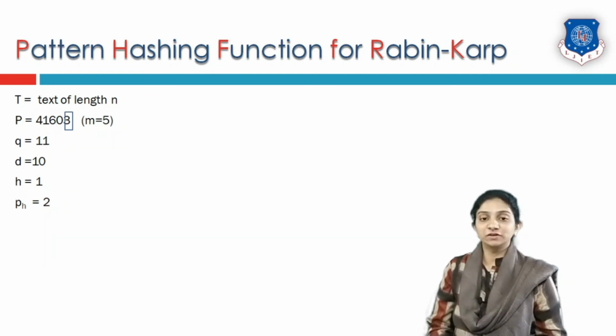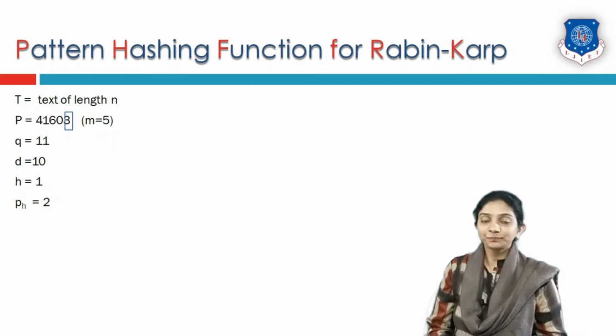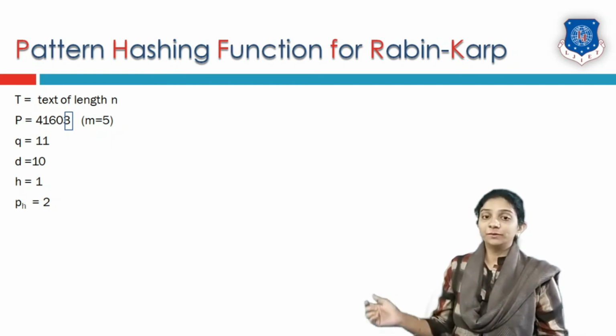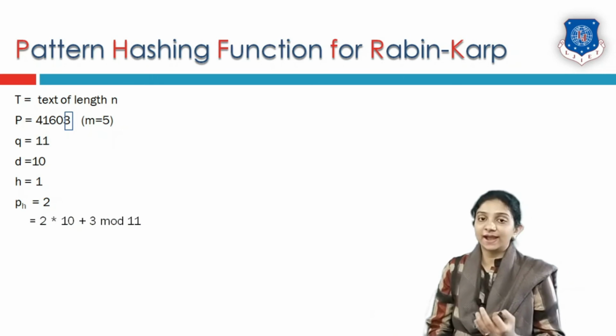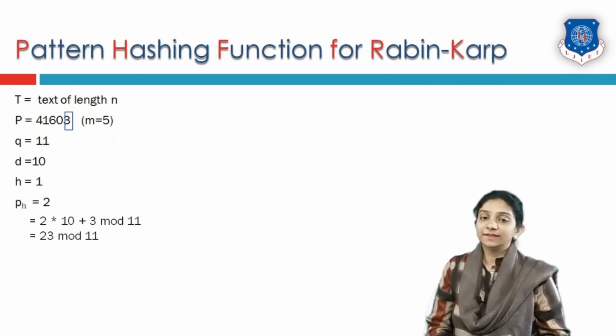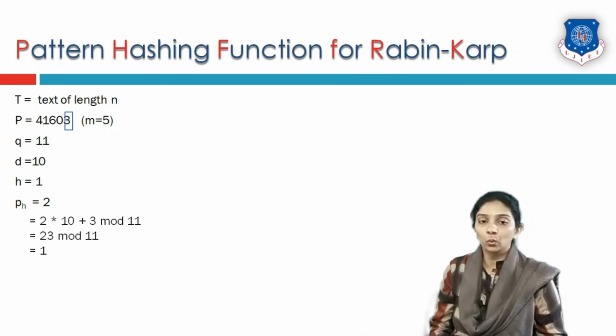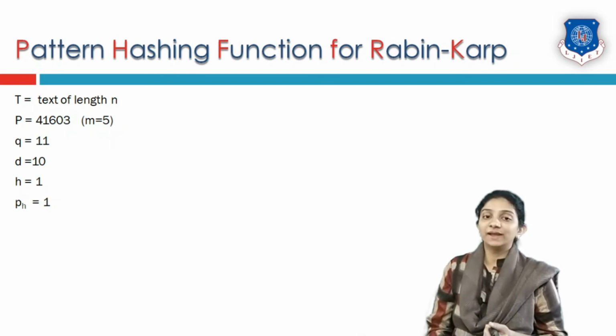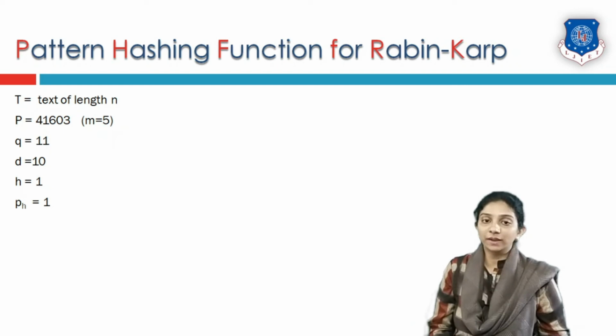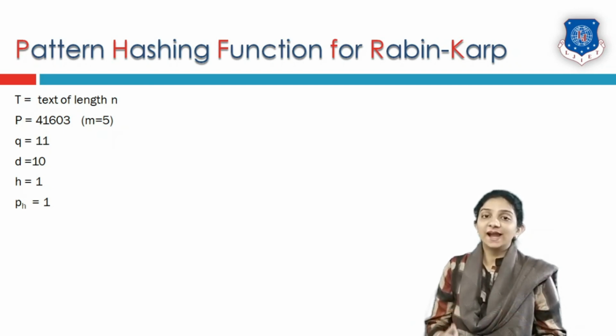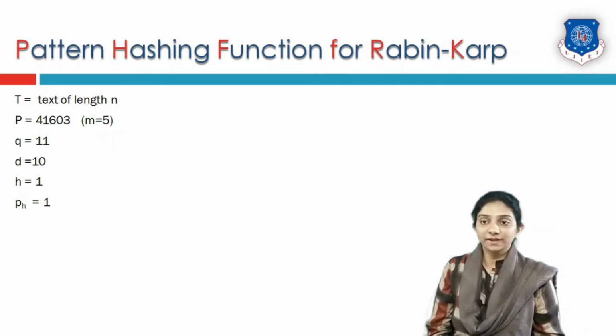So the pattern hash value till now is 2. The last character is 3. So what we will do is multiply 2 with 10 and add 3. That is 20 plus 3 mod 11, that is 23 mod 11. If I divide 23 by 11, we get remainder 1 because 11 twos are 22, and 23 minus 22 is equal to 1. So the final hash value of the pattern 41603 is equal to 1. This way we calculate the hash of a pattern in the Rabin Karp method.